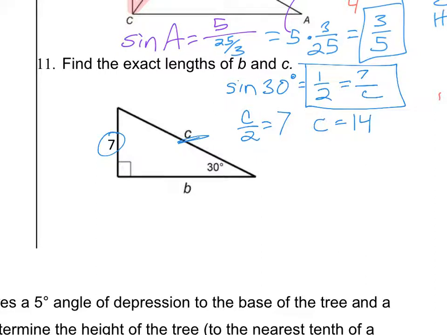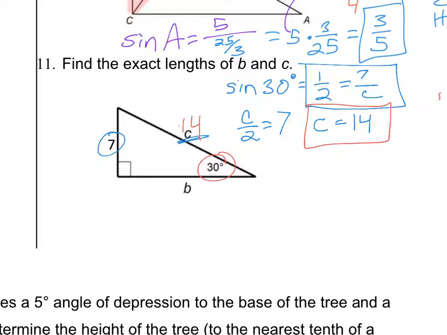Well, that there is one of my answers. I needed to find C. I just did. So this is 14. Now to find B, I'm still going to go with my angle here. I know that, okay, you know what? You don't have to do it this way. You could do your Pythagorean theorem. You have two sides. Right? B squared plus 7 squared equals 14 squared. But I can also do it this way.